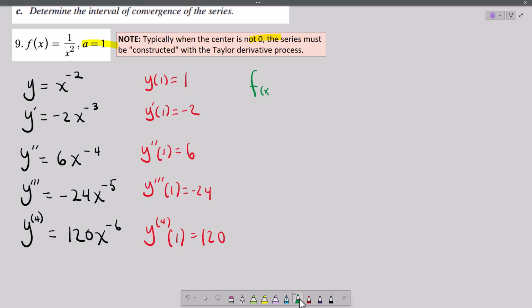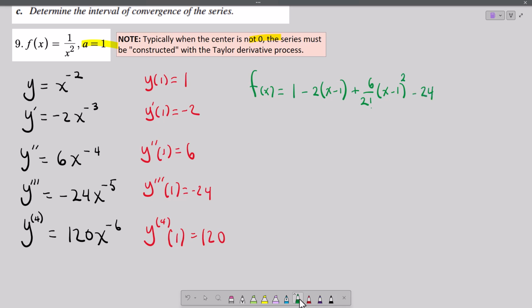So our function will be 1 minus 2 times x minus 1. There's the tangent line. We have the value of the function first, and then the slope of the function times x minus the shift. Now we go to the quadratic term. We're going to get plus 6 divided by 2 factorial times x minus 1 squared. So there's our best quadratic approximation. And we keep on trucking.